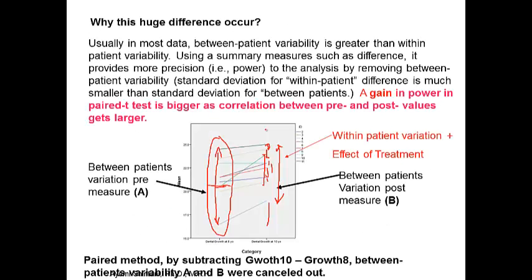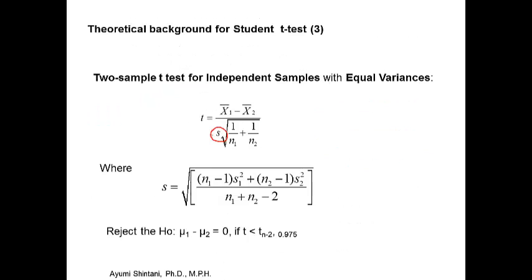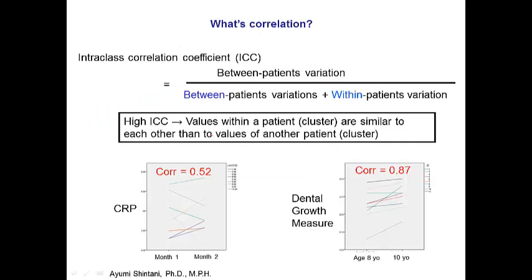So when do you think we gain more power by conducting a paired t-test? As you see, when the data has a lot more between patient variation than variation within patient. By using within patient difference, it eliminates this large between patient difference. Therefore, the paired t-test gains power. All right? So let's learn new terminology.